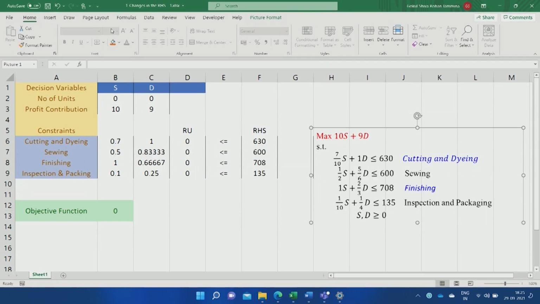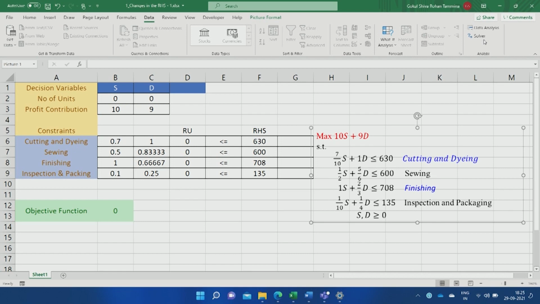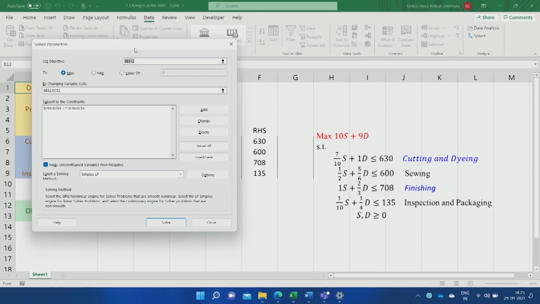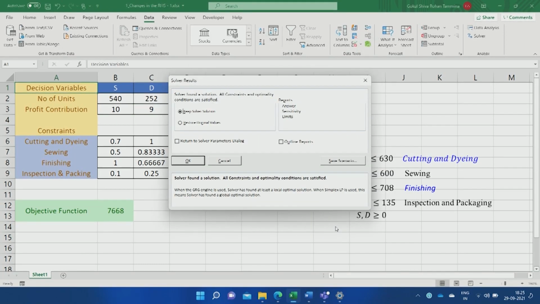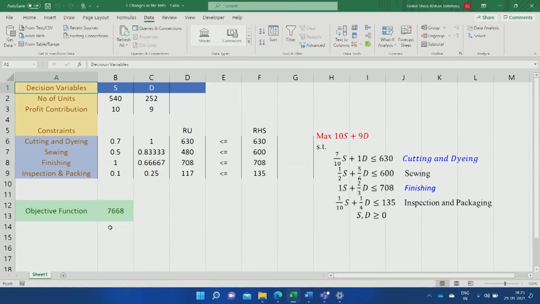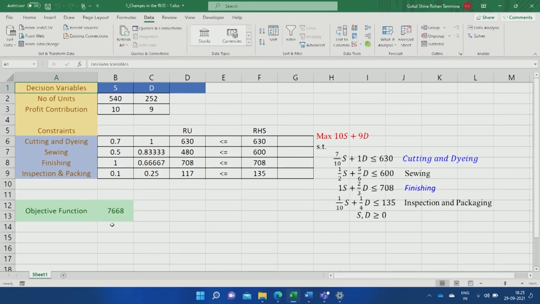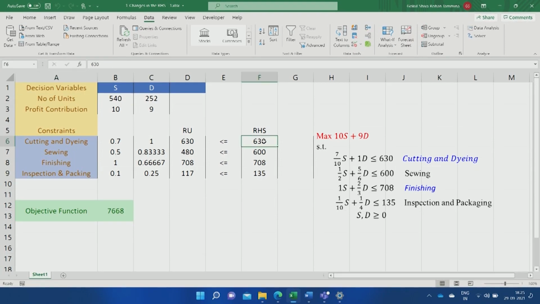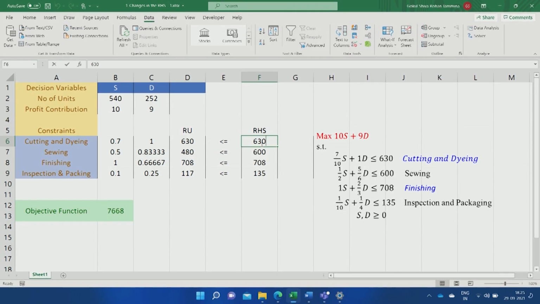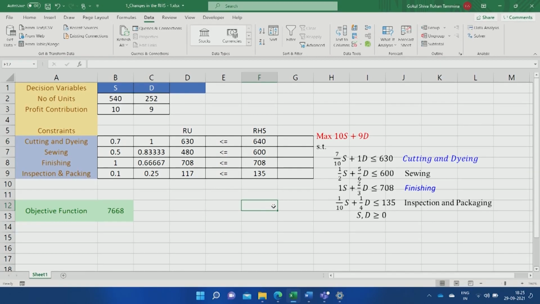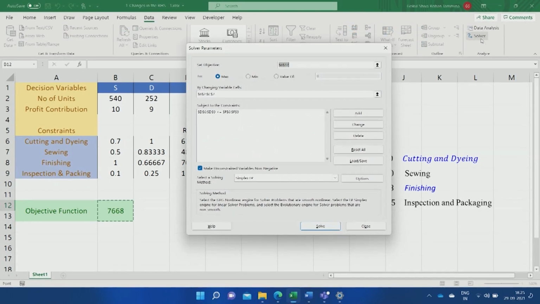So, when I go to data, solver, and solve it, the objective function value is 7668. Now, what I am going to do? I am going to increase F6, instead of 630, to 640. So, when I make it 640, again I am going to run the solver.